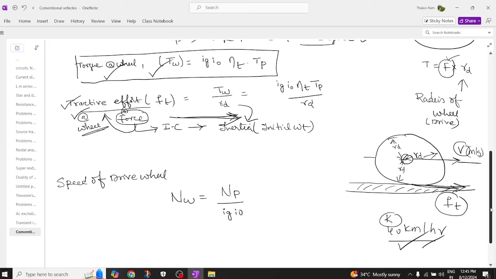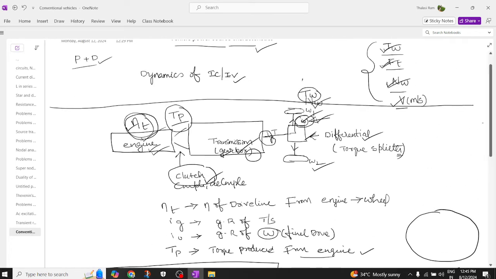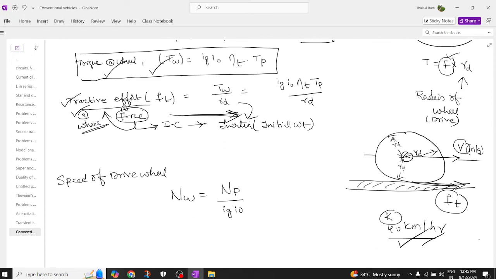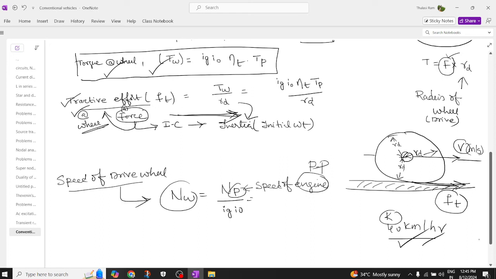So when you come back here, I require Nw, which is nothing but the speed of the wheel. Speed of the wheel is equal to the speed of the power plant, or the speed of the engine. So the speed of the wheel is equal to the speed of the power plant divided by Ig I naught. Np is called the speed of the engine or the speed of the power plant. In general, the engine is also called the power plant. That's why it is suffixed with P, where Nw is called the speed of the drive wheel.